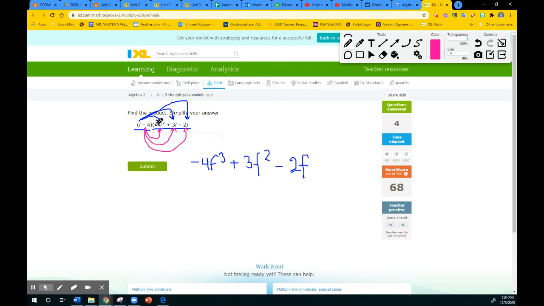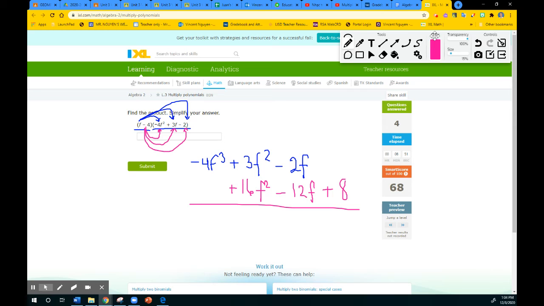So negative 4 times negative 4 is positive, and then f squared, right? So positive 16 f squared. As you can see, I put the squares together so I can add them together. And then negative 4 times 3 would give me negative 12, and then the f. So negative 12f. Okay. And then negative 4 times negative 2 would give me positive 8. It's the constants at the end.